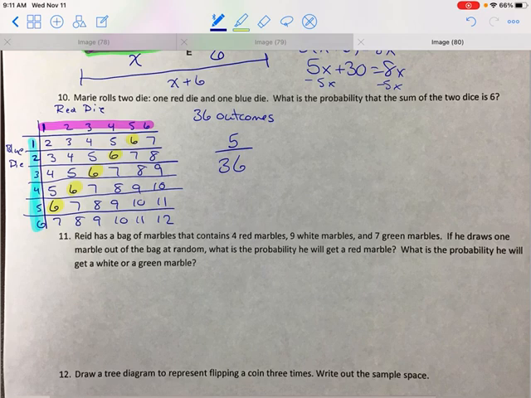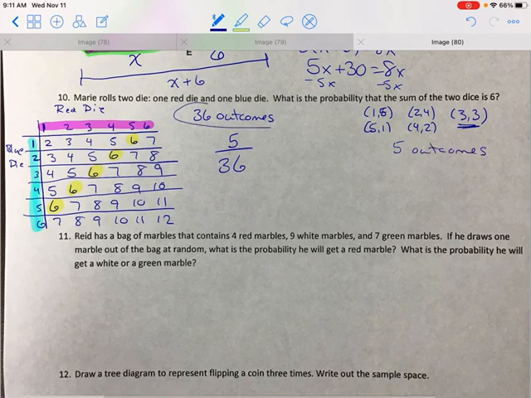Now if you don't like drawing the table, you can think about your dice combinations. So to get 5, you could have 1 and 4. I'm sorry, it's supposed to be 6. So to get a sum of 6, you could do 1 and 5, or 5 and 1. You could do 2 and 4, or 4 and 2, or you could do 3 and 3. Notice this one doesn't switch because it's a double. So I could get my 5 outcomes that way, but I do have to know that there are 36 outcomes total. If you can do that without drawing the table, you can, but I find the table to be helpful.